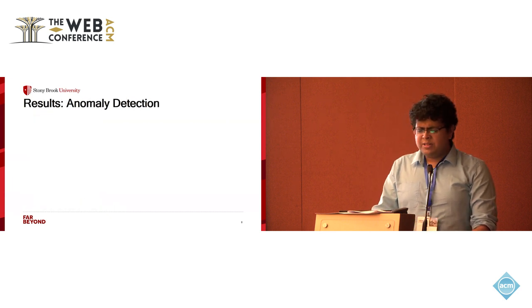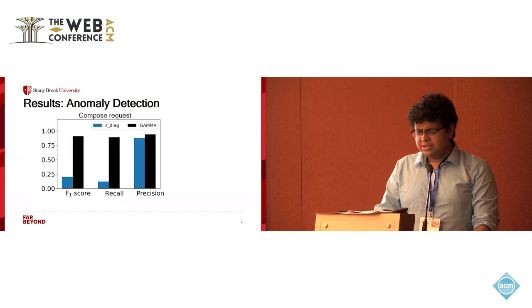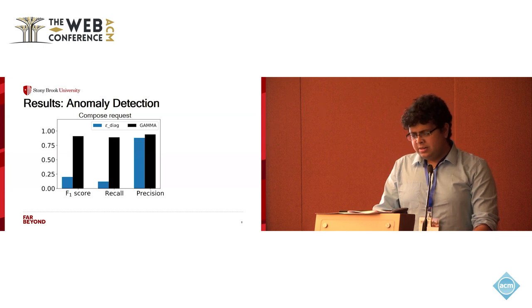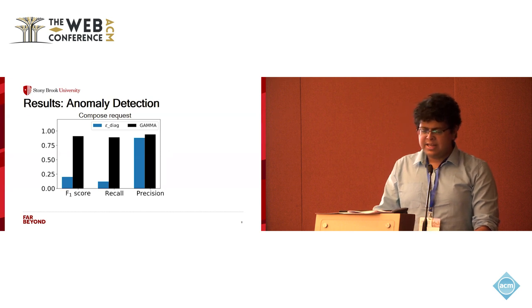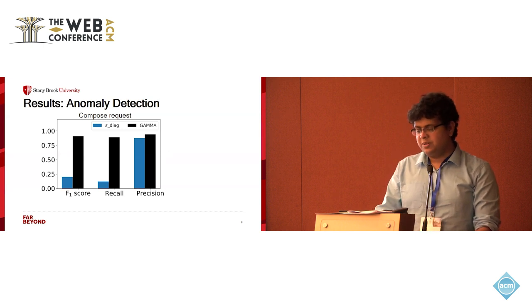We compare the performance of Gamma and Epsilon diagnosis to detect the anomalies. This is evaluated on the entire dataset and consists of all interference types. The graph that we see here is for the compose request type. On the x-axis, we have the metrics, and on the y-axis, we have the range, with higher values being better.